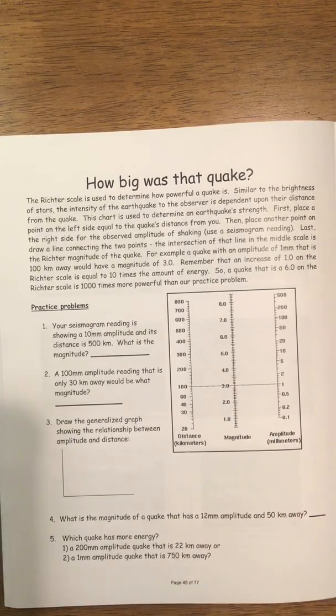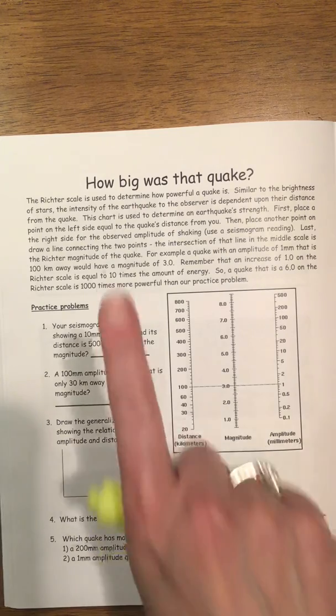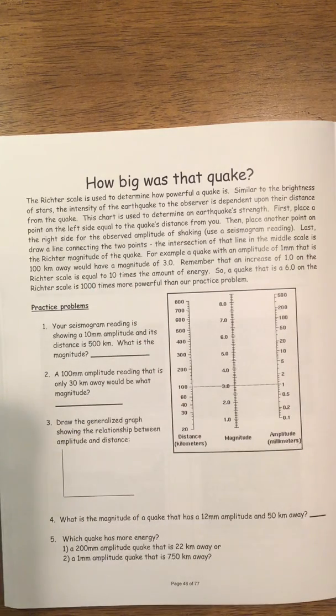The Richter scale is used to determine how powerful a quake is. Similar to the brightness of stars, which we're going to learn about soon, the intensity of the earthquake to the observer is dependent upon their distance from the quake. This chart is used to determine an earthquake's strength.